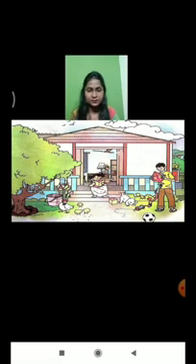Before starting with the new topic, let's have a look at this image. Observe this image very carefully and see what all things you see here in this diagram. Let's recollect once again whatever things you can see here. So what things can you see here in this diagram?